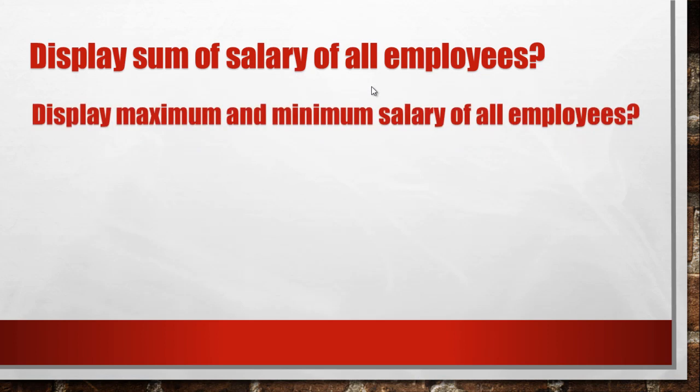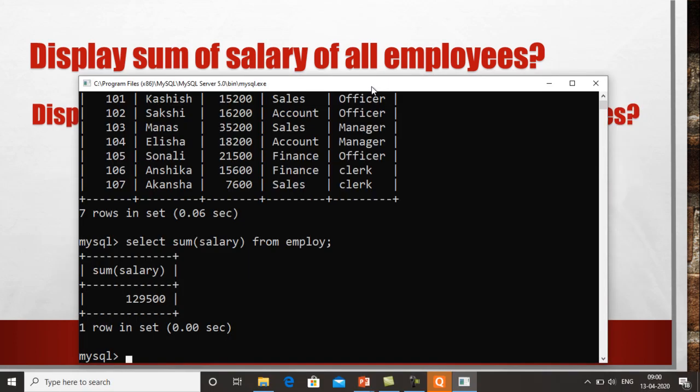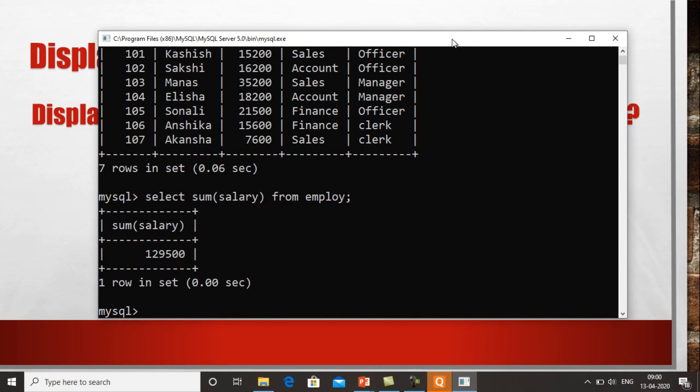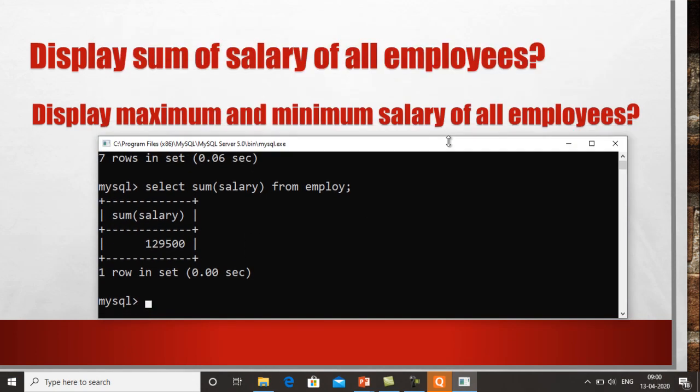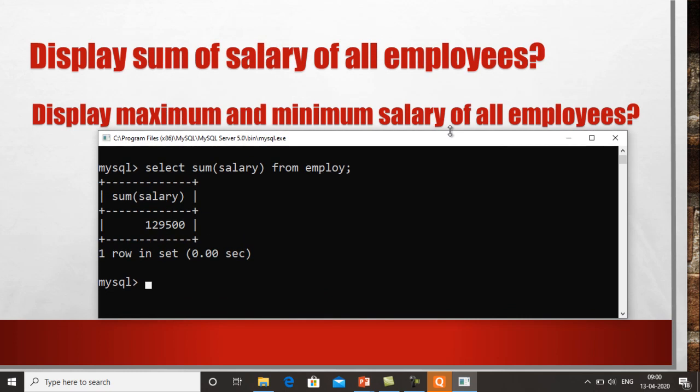Now let's see the next question: display maximum and minimum salary of all employees. We know that we have these records with us. Out of these records we have to find the maximum and minimum salary of all the employees. So what will we write? Select, because we want to display something. After select, we have to find the maximum and minimum salary, and we know that there are two aggregate functions for it.